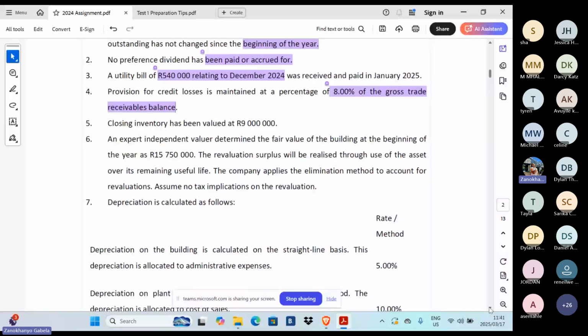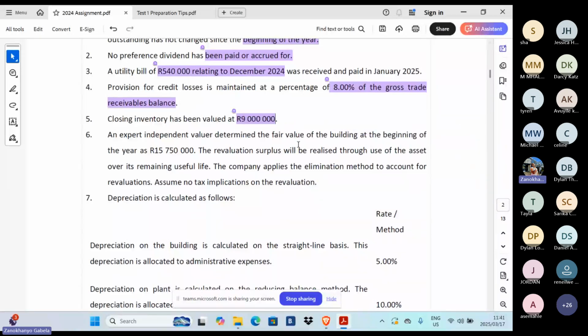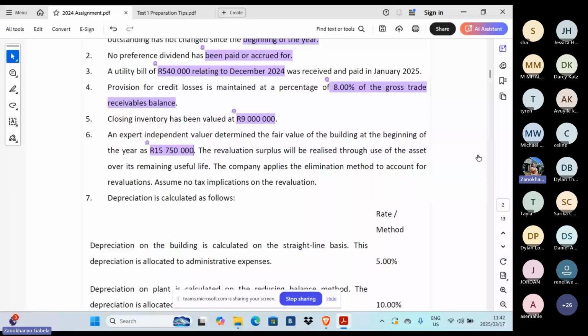Closing inventory has been valued at 9 million. All right, I think we know exactly why we're given that, for the cost of sales calculation. Perfect. Then they say here, an independent valuer determined the fair value of the building at the beginning was 15,750. The revaluation surplus, okay. So that means we have a revaluation surplus, right? Then let's see. That will be realized through use.